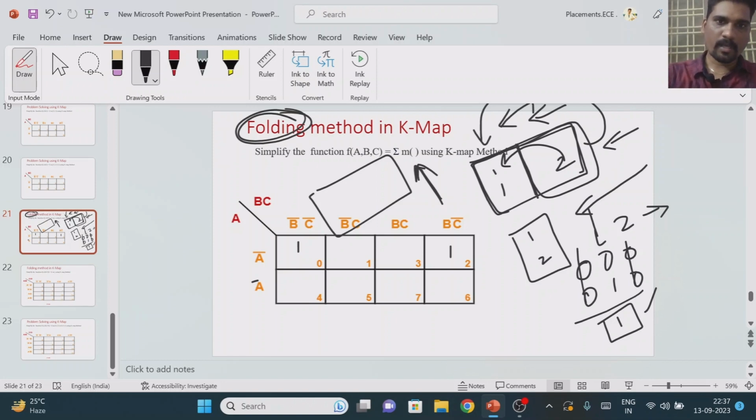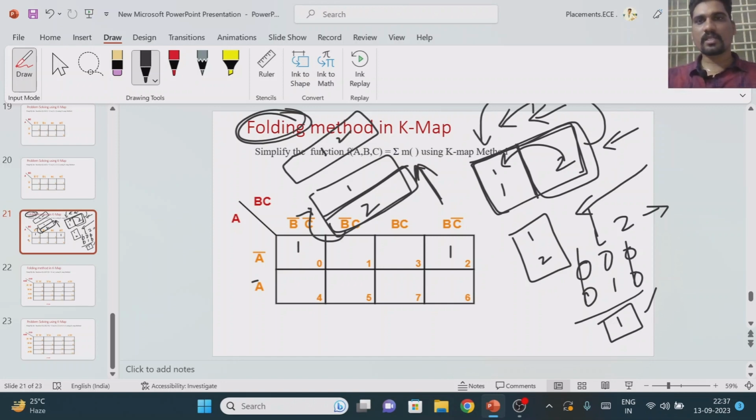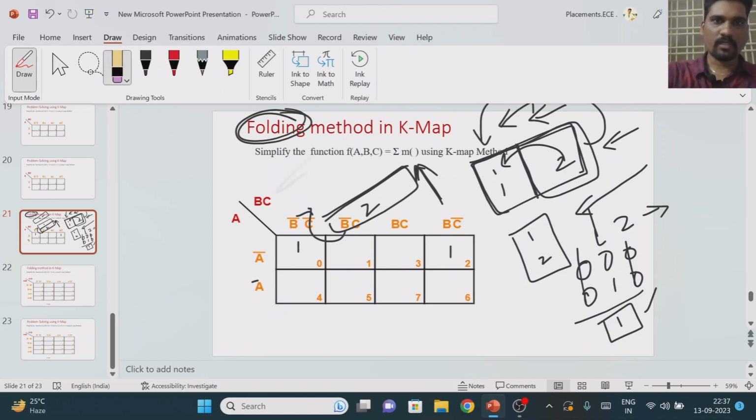So I'm making the paper into two parts, right? This is the first part, this is the second part. This second part I'm folding onto the first one. Now what will happen? The result will be something like this: on the first part we have the second part also, right? This visualization is required, guys. If you don't understand this one, then we cannot solve the problem, right?